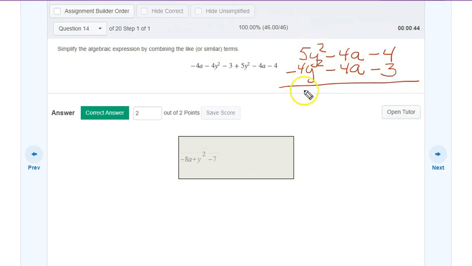So as you add them up, you get here a 1y squared. Remember, you're not going to write the 1. This is a negative 8a, and this is a negative 7. Now, notice I have them a little bit out of order here, but MATLAB should accept this, and we don't write the 1. If you put the 1 there, they're going to take off for that.